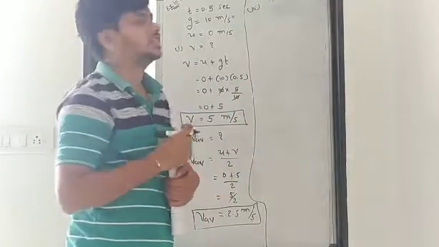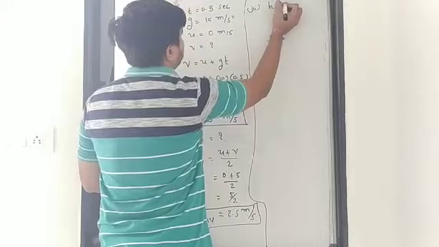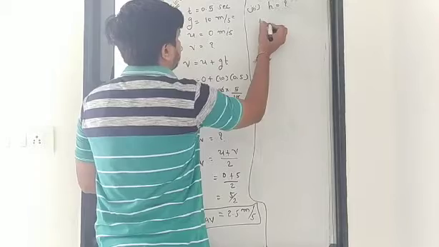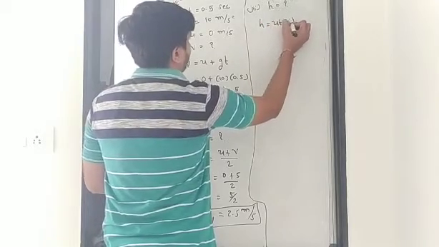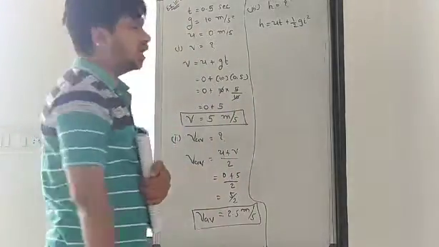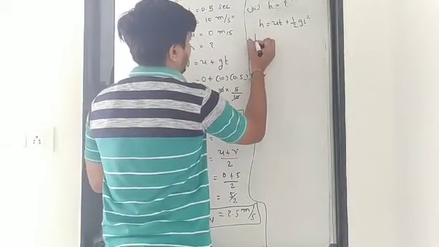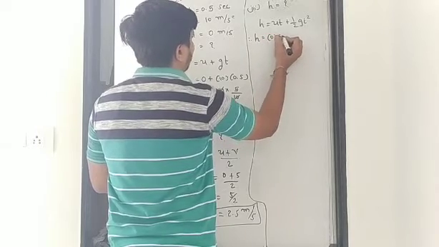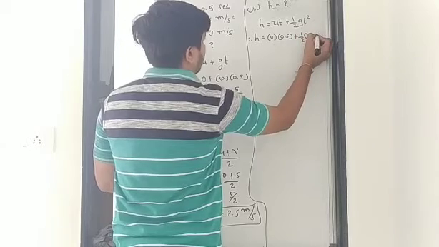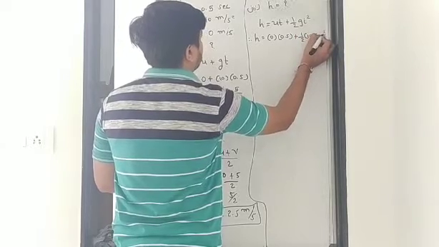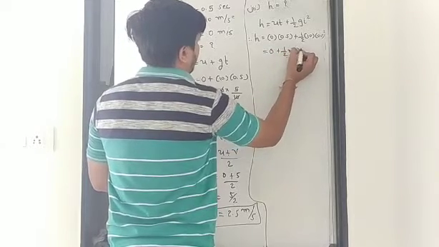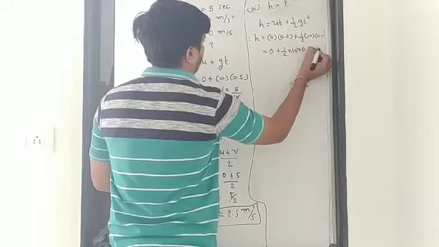What is the distance covered by the car, which gives you the height at which it was dropped? So h is equal to ut plus 1/2 gt squared. Instead of s we are taking h, right? So h is equal to u is 0, t is 0.5, plus 1/2, g is 10, and t is 0.5 squared. So here it becomes 0 plus 1/2 into 10, and 0.5 squared means 0.5 into 0.5.